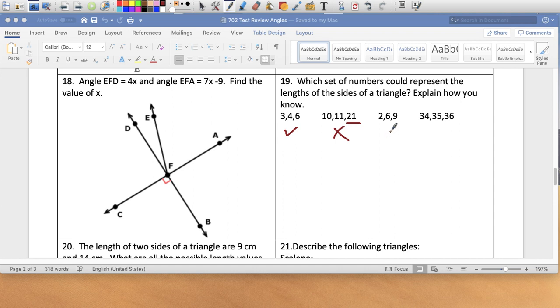The two smallest sides, 2 and 6. Add it up, 8. Is it greater than 9? No. Then 34, 35, 36. The two smallest sides are 34 and 35. If I add 34 plus 35, is it greater than 36? Yes, so these could be the sides of a triangle.